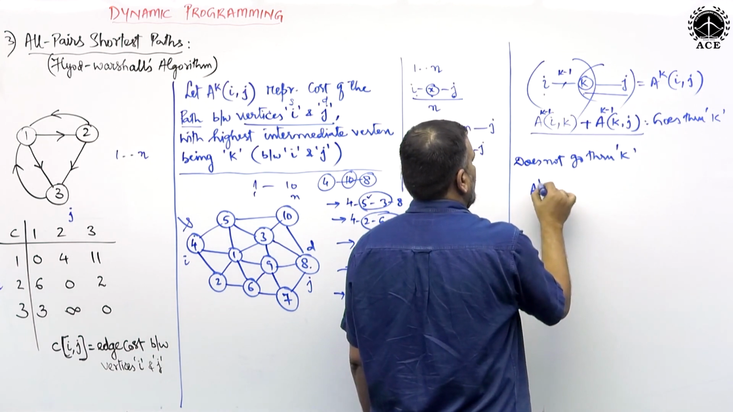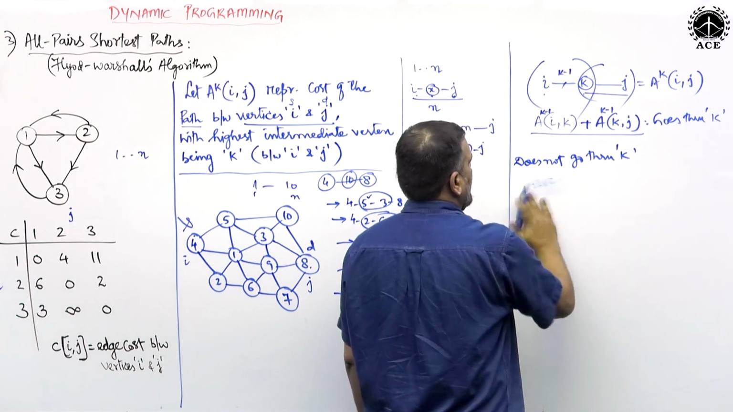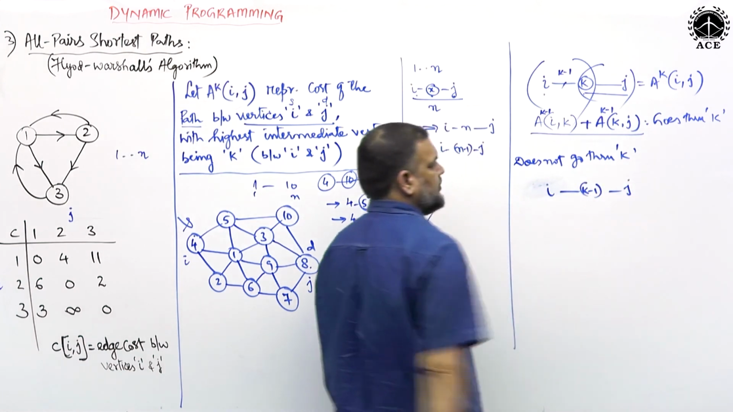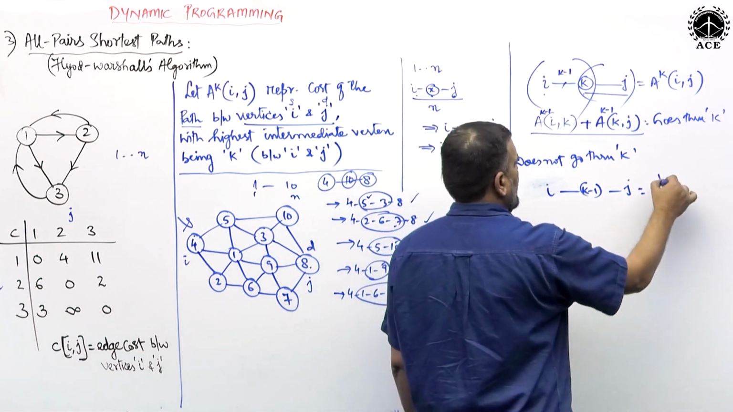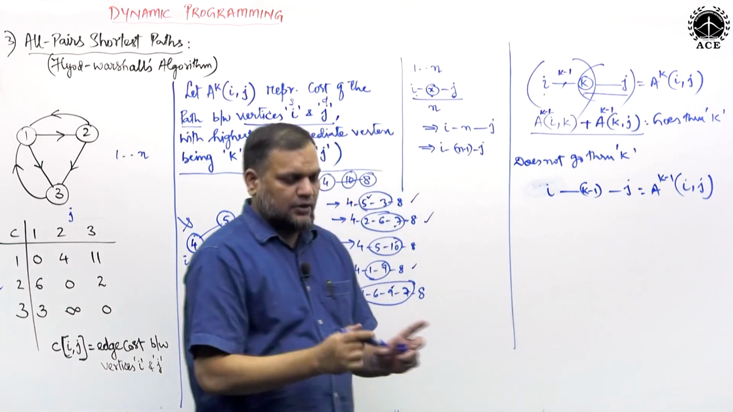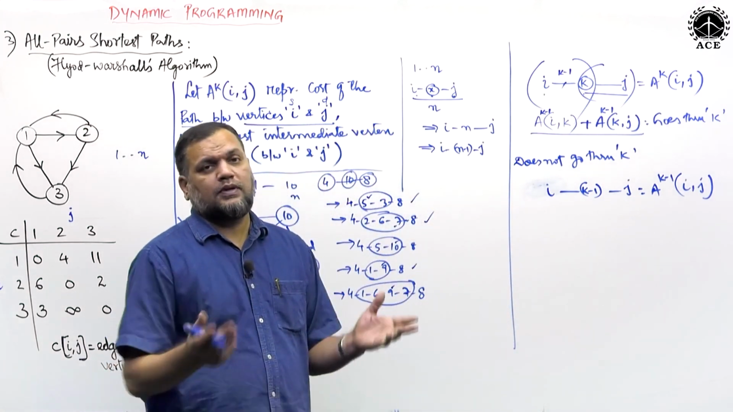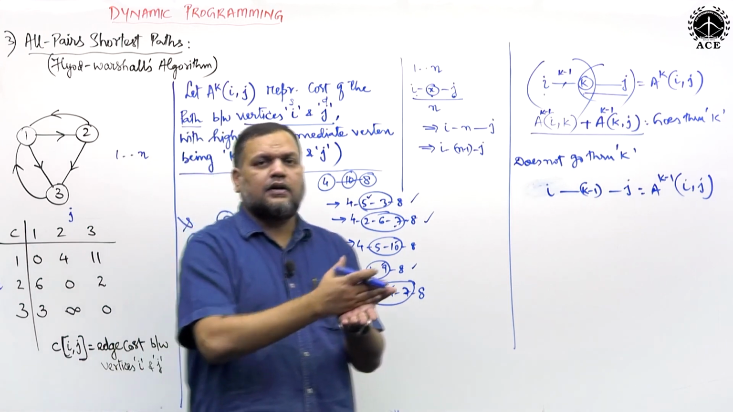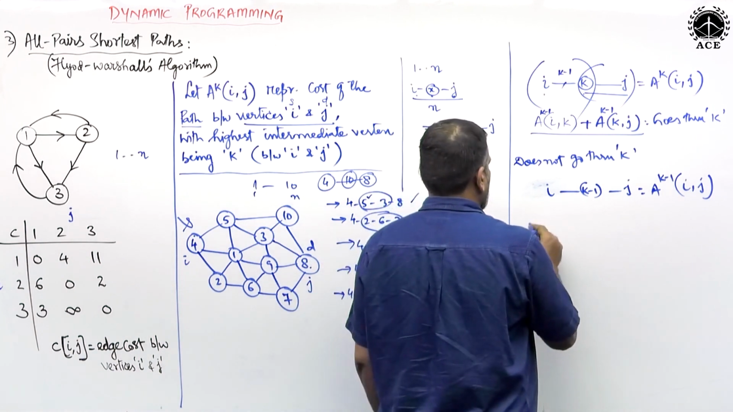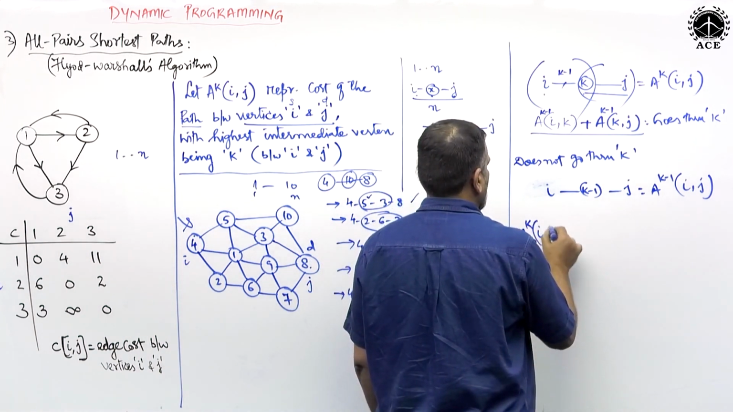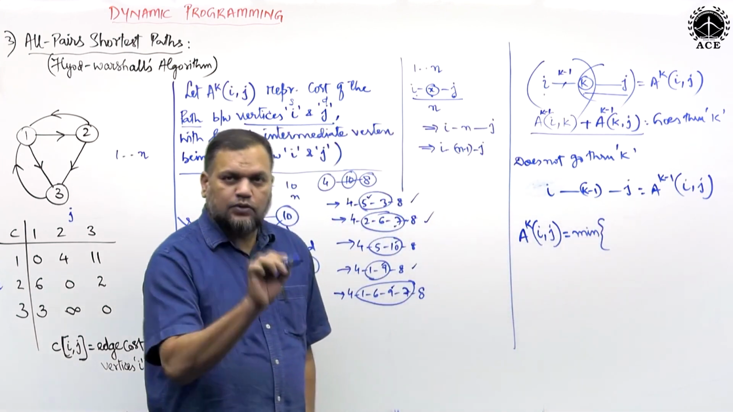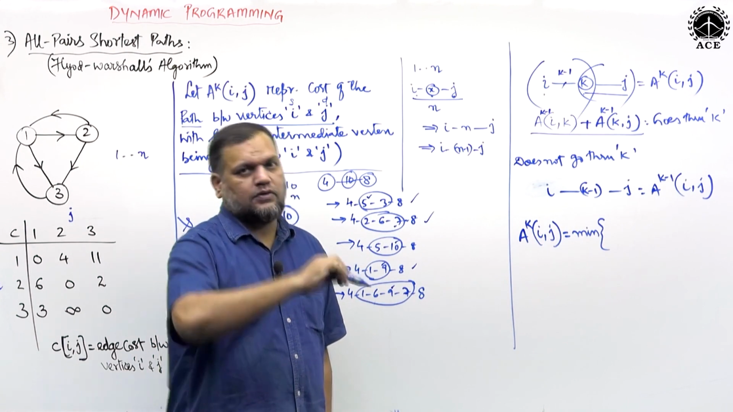If it does not go through k, then I can write A^k of i, j, and now the next highest intermediate vertex will be k minus 1, so I can write this as nothing but A^(k-1) of i, j. Whichever is minimum, I try to work out for all possibilities of intermediate vertices, starting with n, n minus 1, n minus 2 and so on. So, based on this I can make a simple derivation for A^k of i, j as the minimum of two possibilities. What two possibilities? Going through k as the highest intermediate vertex, or not going through k.